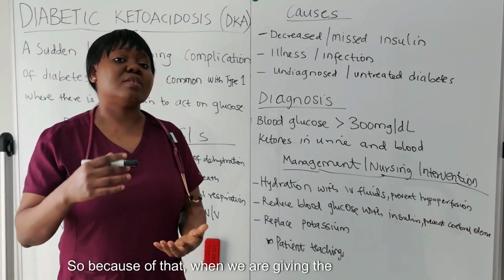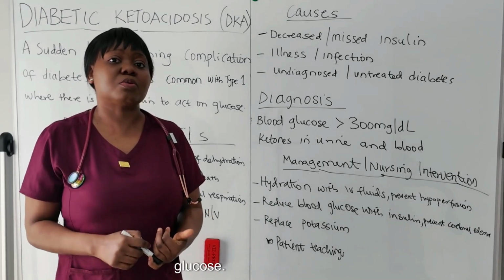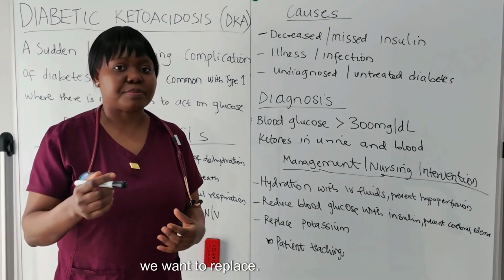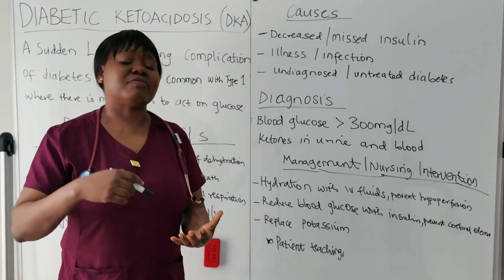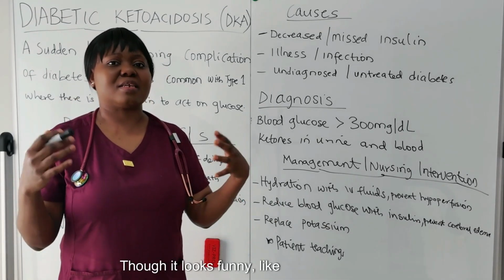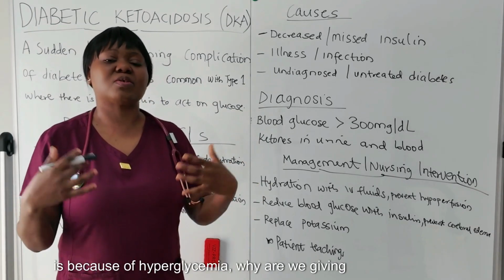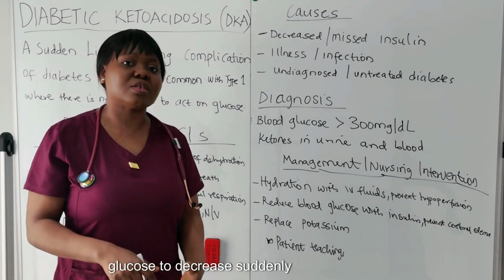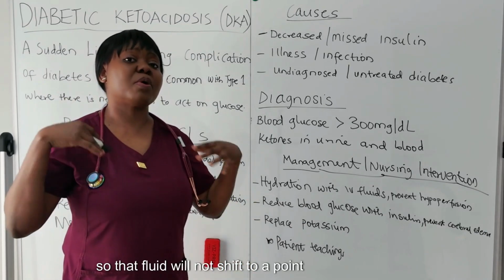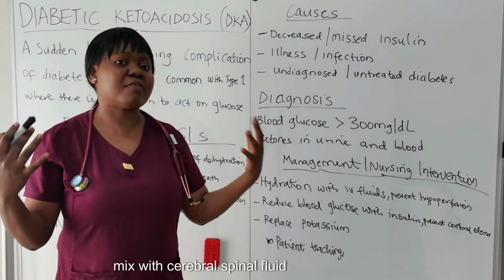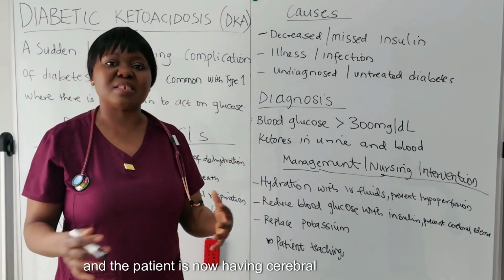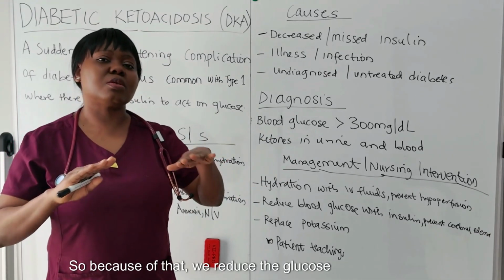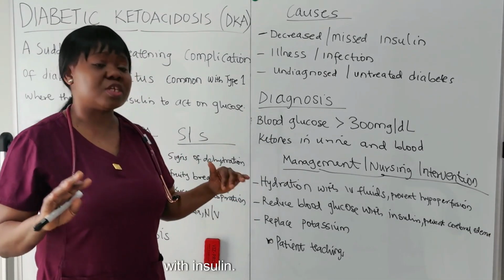Because of that, when we are giving the insulin, we are monitoring the blood glucose. If it drops below 250 milligrams per deciliter, we want to replace, so they can add 5% dextrose. Though it looks funny, since this patient's problem is already hyperglycemia, why are we giving glucose again? Because we don't want the glucose to decrease suddenly, so that fluid will not shift to the point where it mixes with cerebrospinal fluid and the patient develops cerebral edema and increased intracranial pressure. So we reduce the glucose gradually with insulin.